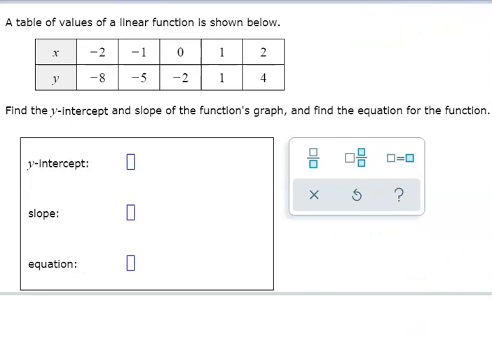All right, for the second problem here, we're given a table of values of a linear function. A table of values of a linear function is shown below, and we're given a number of x and the corresponding y values, or a number of points that lie on that function. What we want to do is first find the y-intercept, then the slope of the function's graph, and then finally we want to find the equation of the function itself.